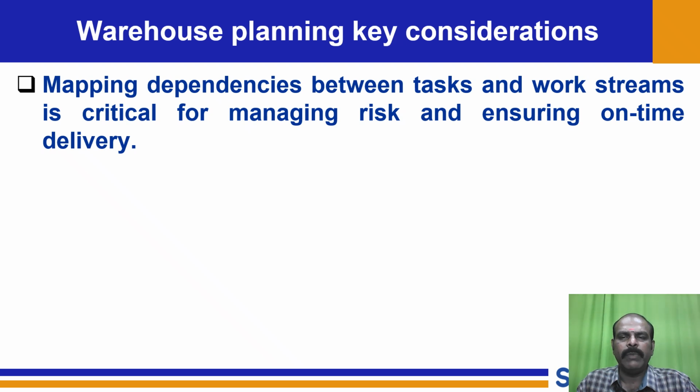Mapping dependencies between tasks and work streams is critical for managing risk and ensuring on-time delivery. So the dependency factor should be there. If some loading and unloading is essential, we need to depend on some other part, that is the material handling system. So communication should be there, or else even after proper picking and packing, the product might not be taken for shipping. Why? Because we are depending on something. So that dependency should be clearly thought of and nicely considered.